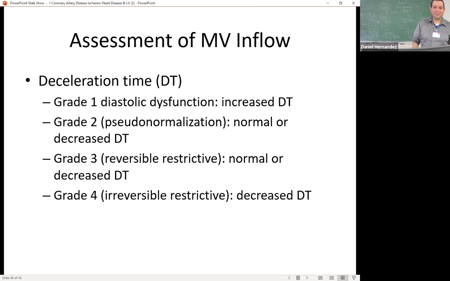Do they do all these things at Christianity? Don't know. All right. Do I know? I don't even know if they measure deceleration time of the U wave or anything like that. Probably not. I'm sure they measure peak E and peak A. They might not even measure peak A.